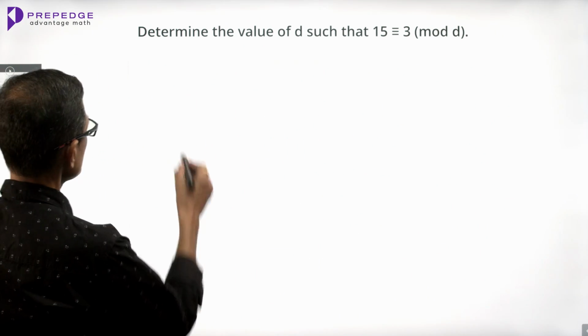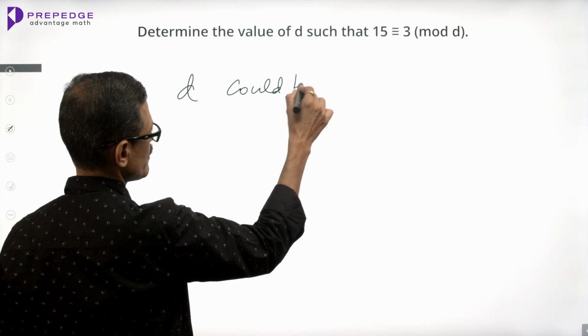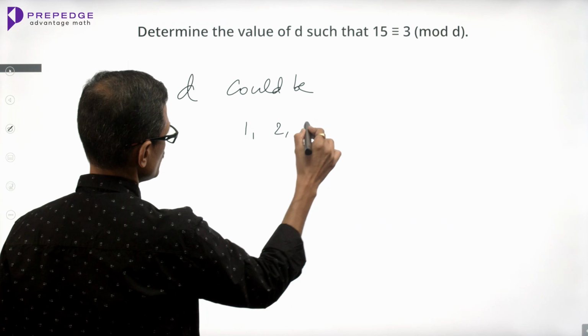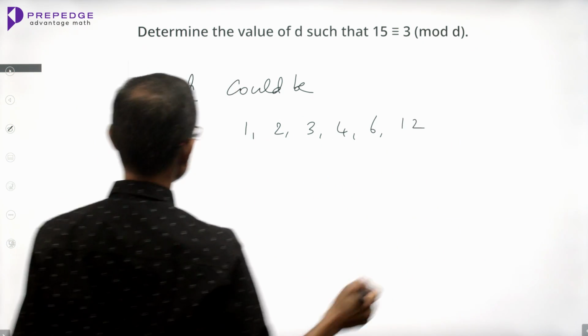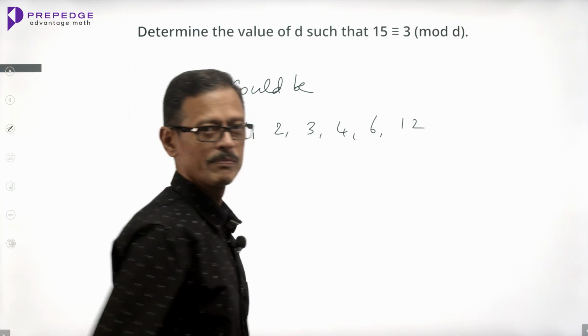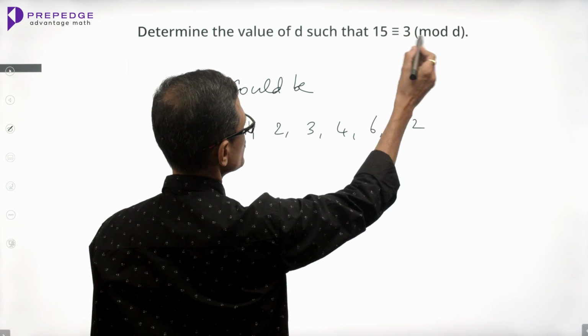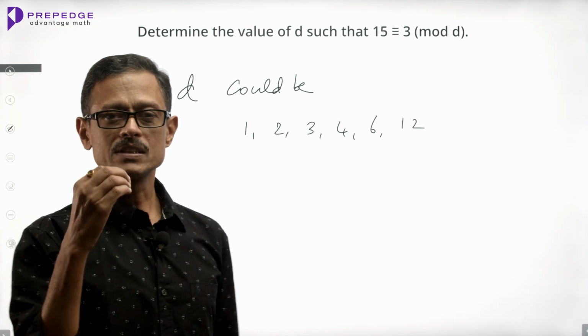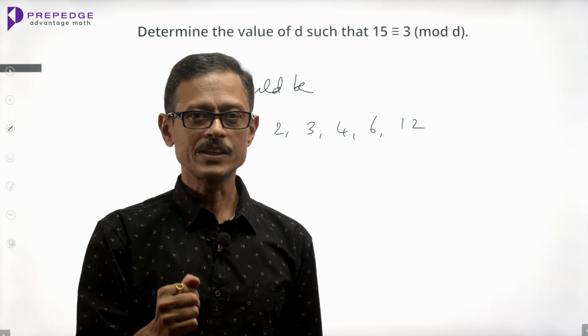So d க்கு possibly என்னென்ன valuesலாம் இருக்கு? d could be, ஏன் could be னு சொல்றேன்னா, we'll look at it. 1, 2, 3, 4, 6 and 12, right? இதான 6 value. These are all the 6 values. இங்க வந்து என்ன தெரியும்? The remainder is equal to 3 தெரியும். 15 is congruent to 3 mod d னு சொன்னாலே the remainder is 3 னு தெரியும்.